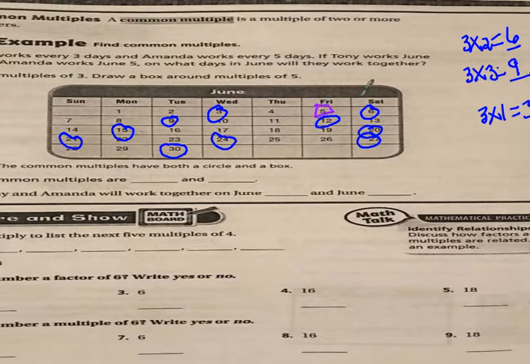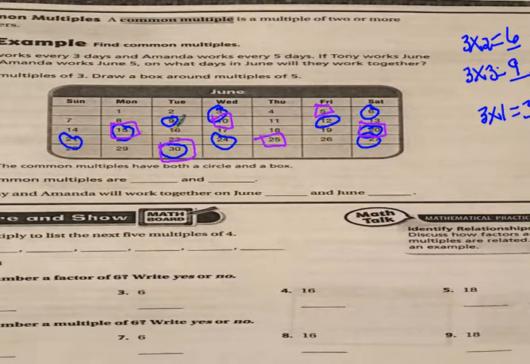5 times 1 is 5. Okay, then 5 times 2 is 10. And then 5 times 3 is 15. 5 times 4 is 20. And then, let's see, 5 times 5 is 25. 5 times 6 is 30.